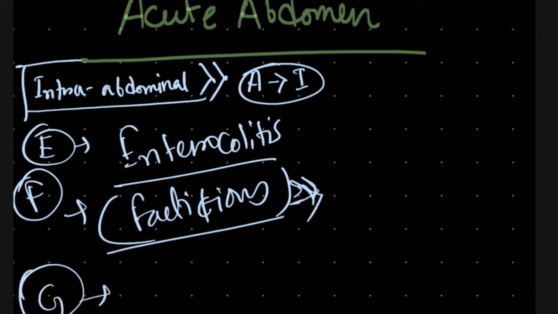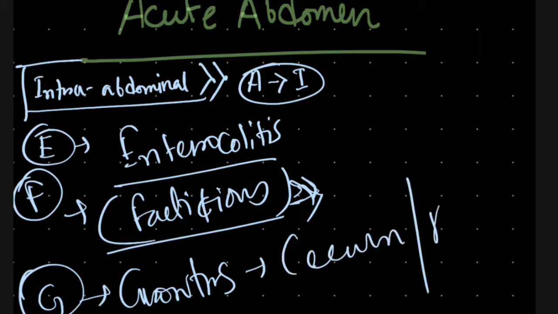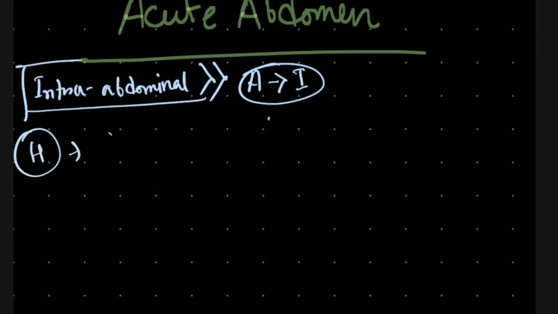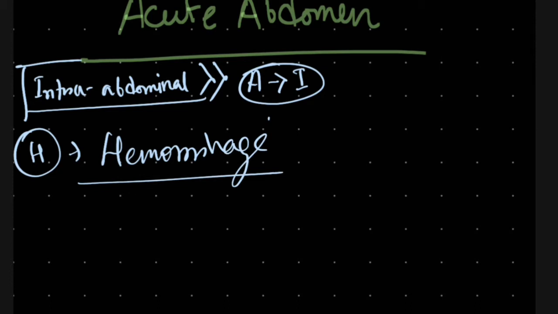Then G for growths. Some growths might be present in the cecum or maybe in the right colon, which can cause pain abdomen, present as acute abdomen. Then from H comes hemorrhage. Hemorrhage can be pretty dangerous. It can lead to hemorrhagic shock. So we should always keep in mind to exclude hemorrhage first.